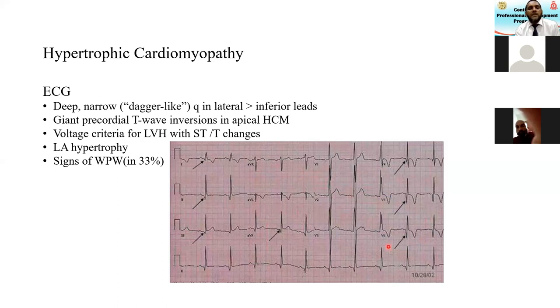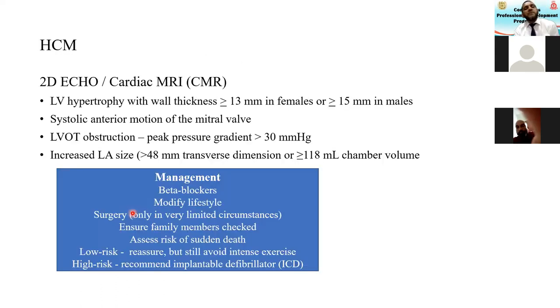So the giant precordial T inversions, and there's a voltage criteria for LVH. If you look here, the V5 to V1, there's a voltage criteria for LVH. And then left atrial hypertrophy, that's another feature. And there will also be some signs of WPW syndrome, like short PR interval with delta waves. So this is about 33%. All these findings will give some idea, but this cannot be diagnostic. So if the patient has these findings, they have to go for second line investigations like echo and cardiac MRI.